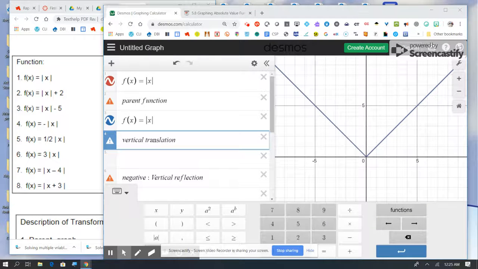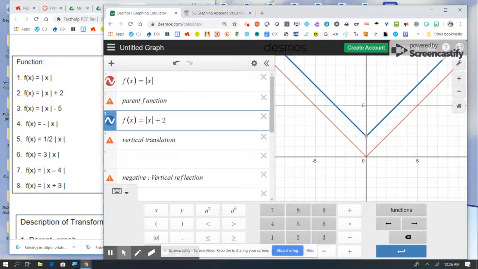Okay, class, today you are learning about absolute value function transformations. In the first one, I already graphed it for you: f of x equals absolute value of x, which is the parent function. Now let's look at the second function. If we add 2, what happens to the graph?